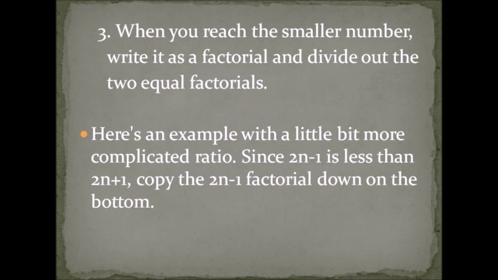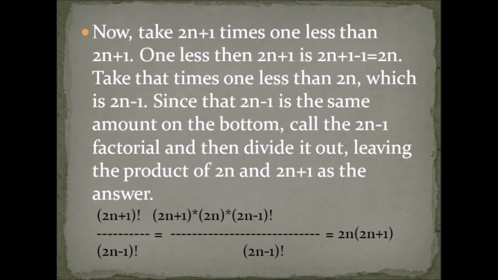Here's an example with a little bit more complicated ratio. Since 2n-1 is less than 2n plus 1, copy the 2n-1 factorial down on the bottom. Now, take 2n plus 1 times 1 less than 2n plus 1. 1 less than 2n plus 1 is 2n plus 1 minus 1 equals 2n.